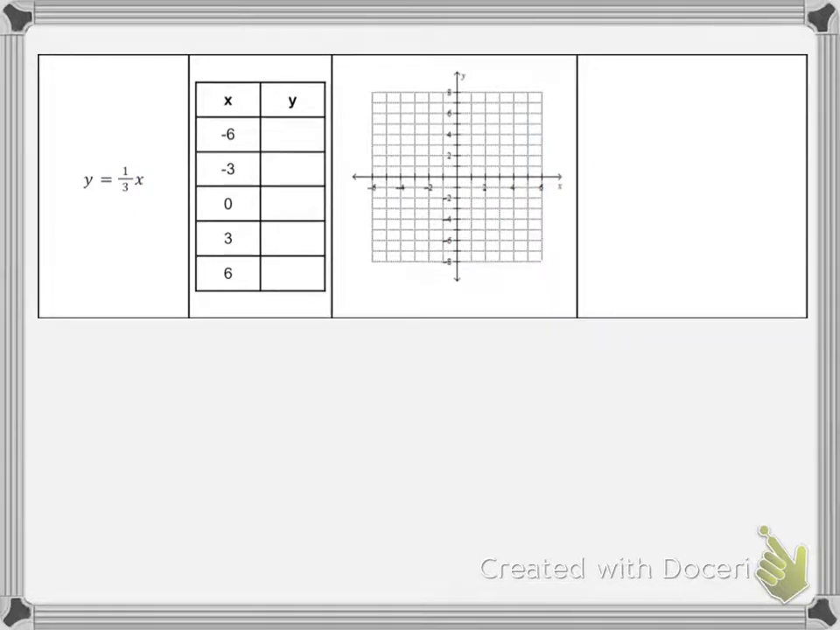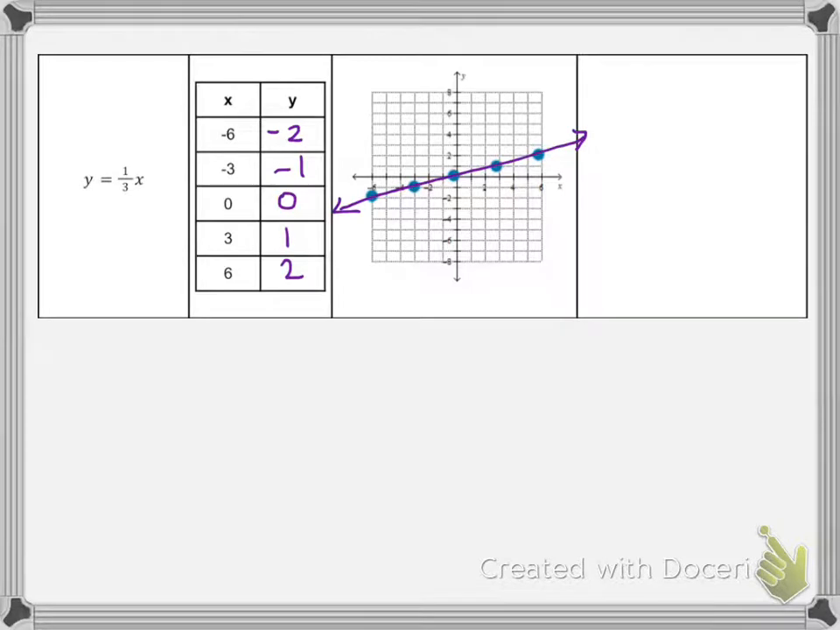Again, I'm going to give you the values. So if I plug in a -6, I'm going to get -2, -1, 0, 1, and 2. I'm going to plot those points. So -6, -2, -3, -1, 0, 0, 3, 1, and 6, 2. Okay, what do you notice about this particular graph?